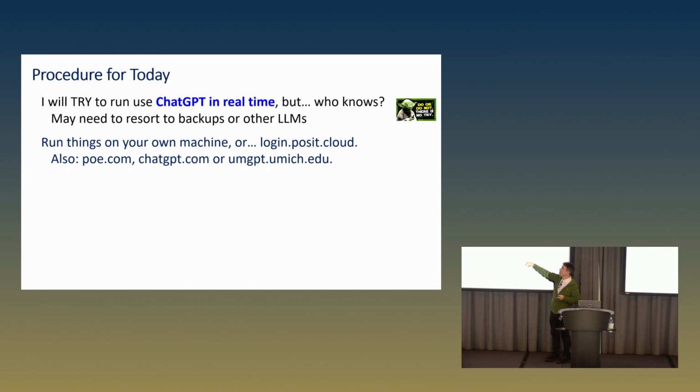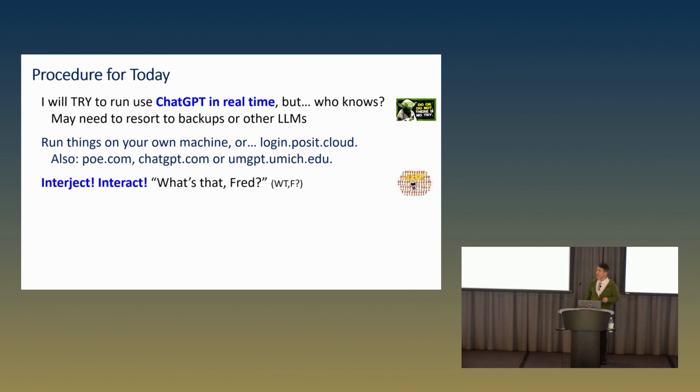It would be nice if you went to Poe or ChatGPT or UMGPT, which is the turbo version and unlimited, but you can't upload documents, so there's a certain trade-off there. Interject and interact. You can say, hey, what's that, Fred? I don't understand what you're talking about.